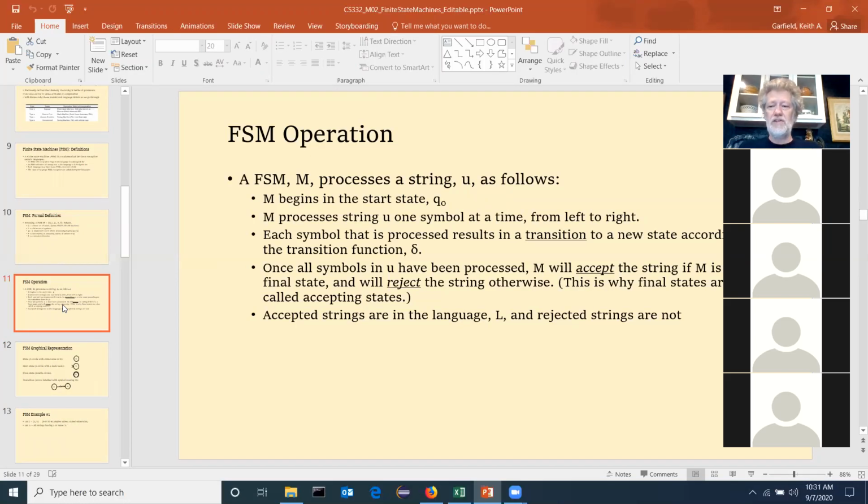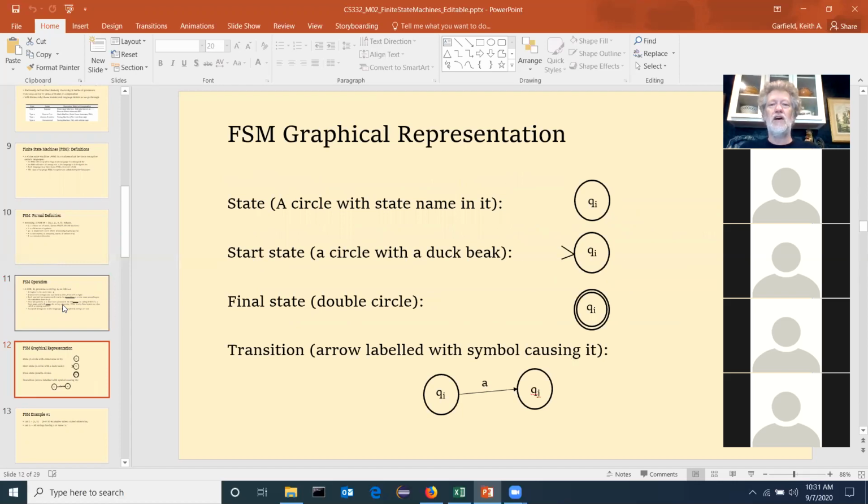How is this done? What does this look like? Well, once we move to the graphics portion, life gets better because we, as humans, love graphical stuff, right? A picture is worth 1,000 words. That's how we take in information. So how do we draw these things? This is universal. A single state is simply a circle, and you put the name of the state inside of it. And I'm going to use Q sub I and Q sub J for generic states.